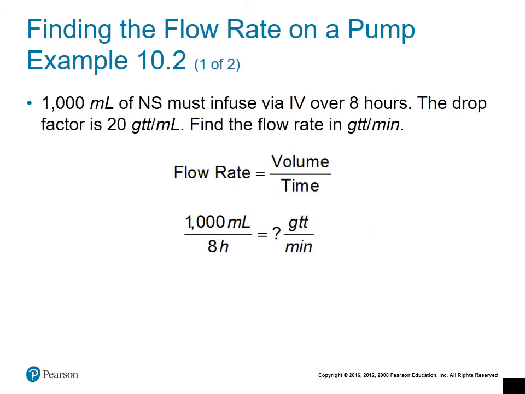Okay. Now, 1,000 milliliters of normal saline must infuse over 8 hours again. So we've already calculated this in milliliters per hour. Now we want to know the flow rate in drops per minute. Okay, so we have milliliters per hour, but we need to convert this to drops per minute. So we're going to end up multiplying by 2 unit fractions, one to change hours to minutes, and another to change milliliters to drops.